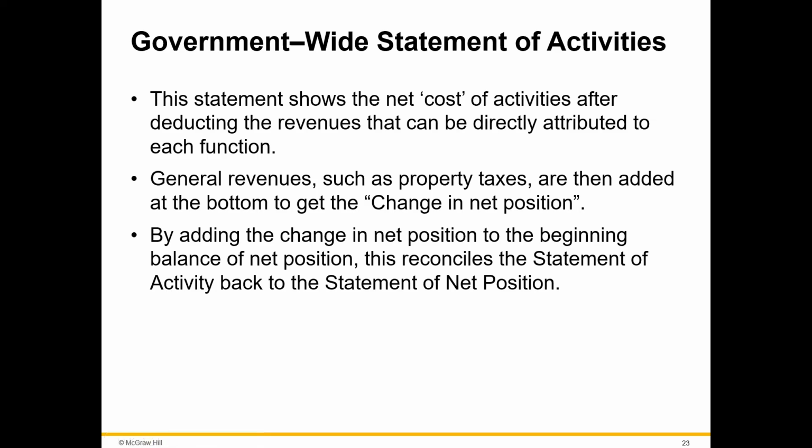The government-wide statement of activities shows the net cost of activities after deducting the revenues that can be directly attributed to each function. Remember how I showed you that one page where it said, okay, these are all the revenues we got, this is how much it cost us, this is how much revenue. Oh, wait, but look, we still haven't made enough money. So then we have to go down to the property taxes and those other different types of taxes that need to be collected and apply those. Okay, so that's what we're doing here.